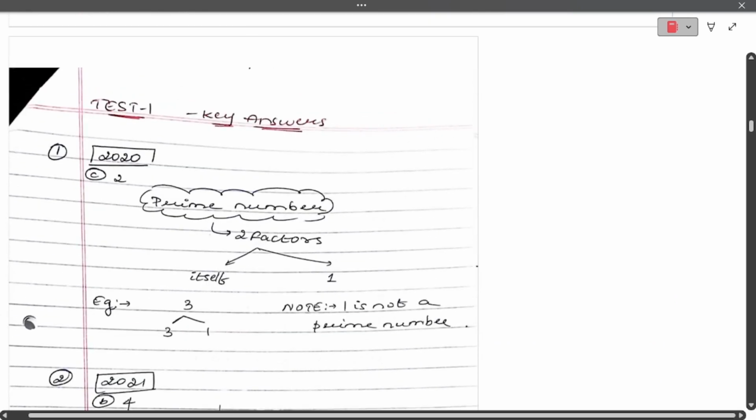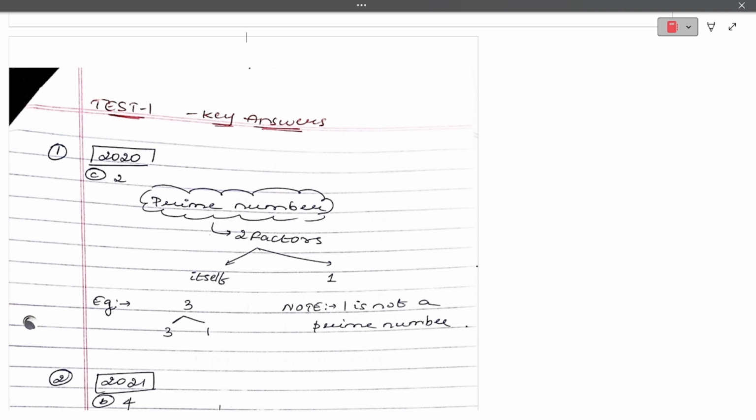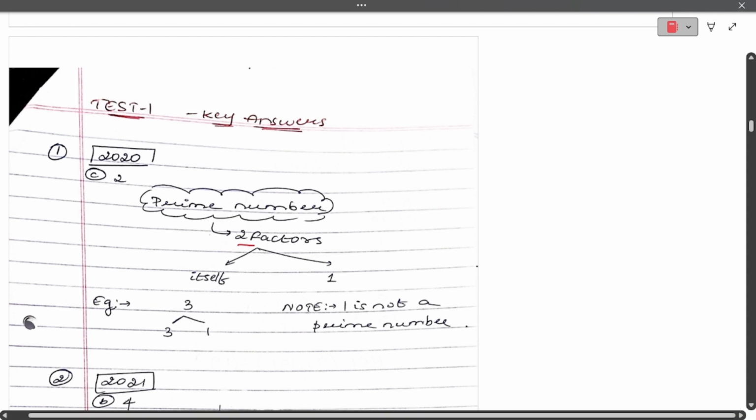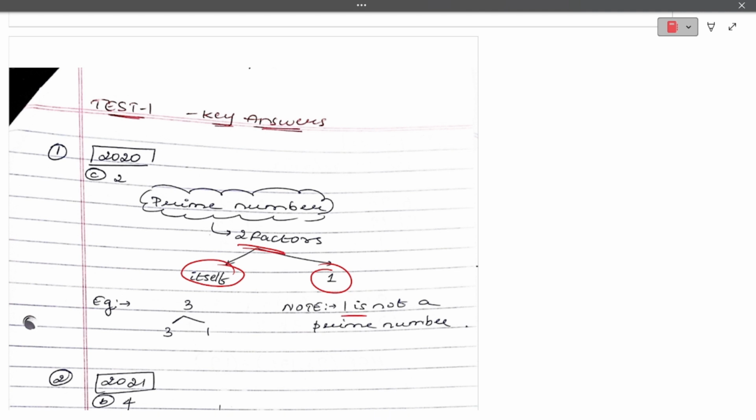The very first question asked was: the total number of factors for a prime number is. The options given are option A 1, option B 0, option C 2, option D 3. A prime number will have two factors. What are those two factors? The number itself as well as 1. Note that 1 is not a prime number. If 3 is a prime number, it has two factors, itself and 1. So it's option C, answer 2.